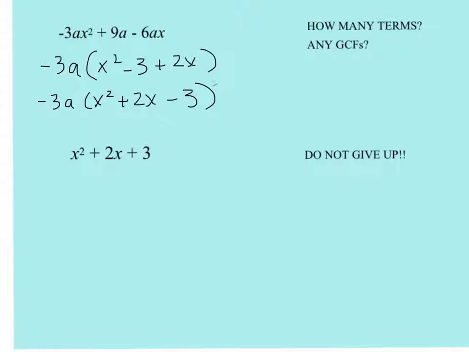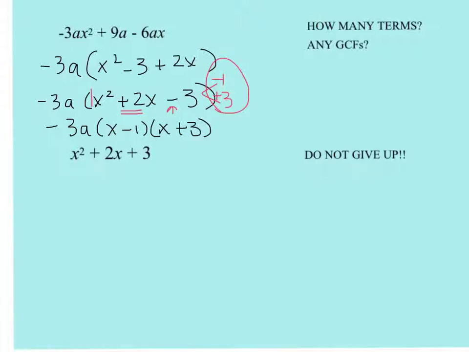Now I'm going to find all the factors of 3 because my leading coefficient is 1. 1 and 3, that's my only set. They're going to add or subtract to make a positive 2, which means this had to be positive 3 and negative 1. I double check to make sure that positive 3 times negative 1 is indeed negative 3. That is true. Don't forget your GCF out front, and this factors to negative 3a times x minus 1 times x plus 3.